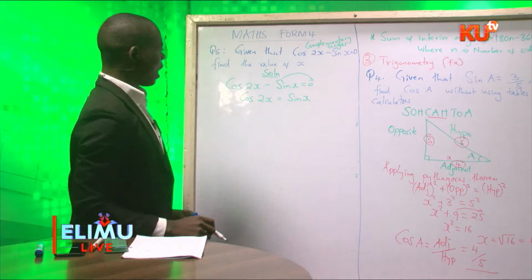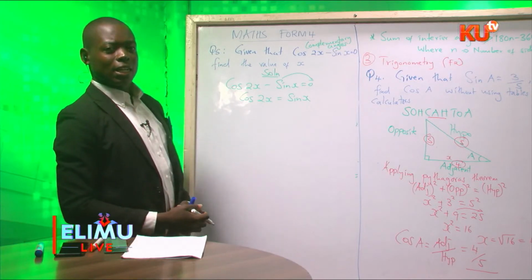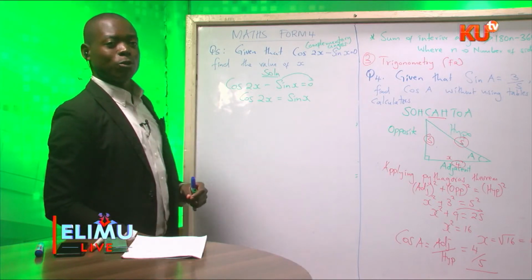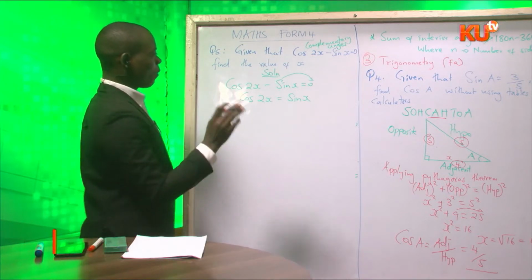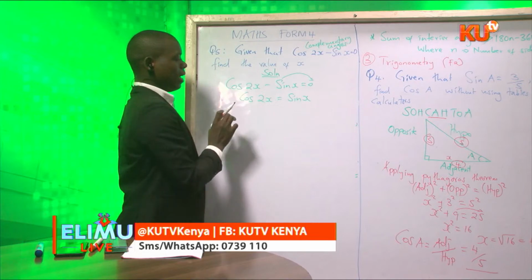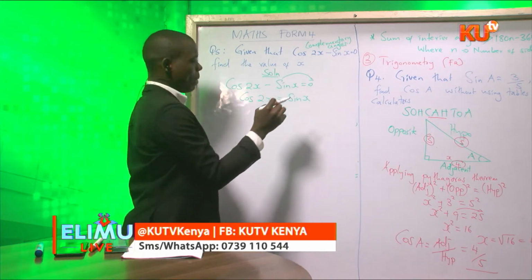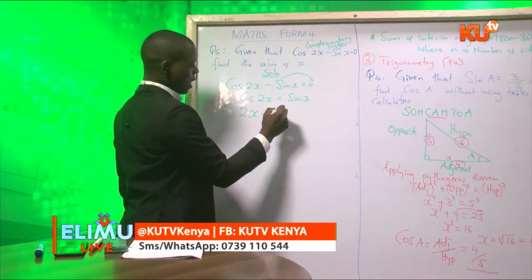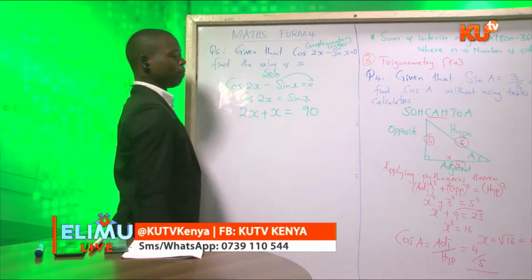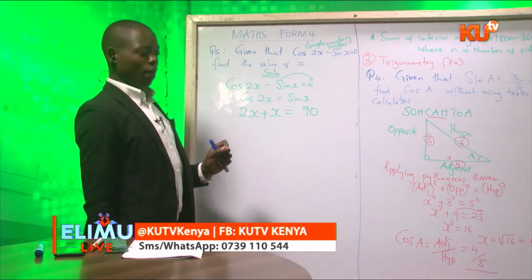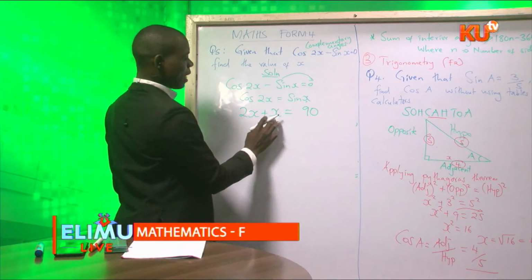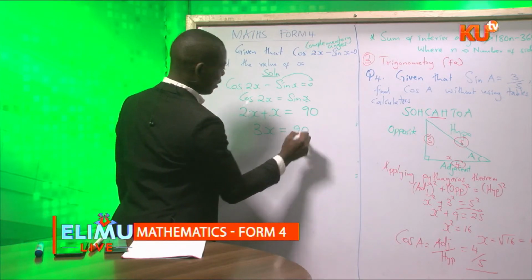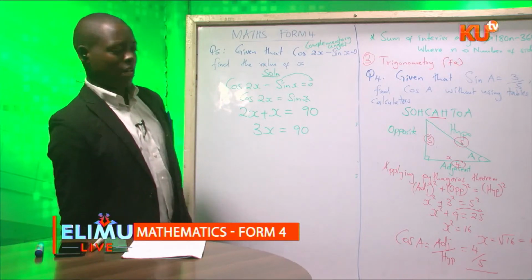Yes, complementary angles are angles that add up to 90 degrees. And the other type of angles, we call them supplementary. If they are supplementary, they add up to 180 degrees. But for the case where the cos and the sine are equal, it means that these angles are complementary. So 2x plus x, the angle here is x, we equate it to 90. What is 2x plus x? Yes, 3x equals 90.